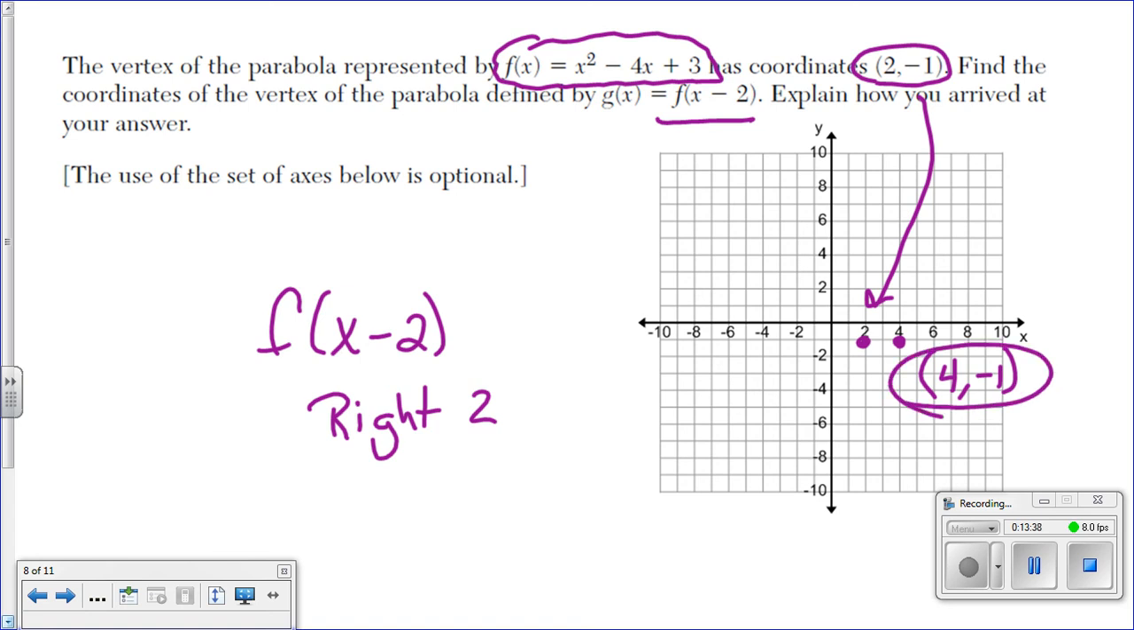And if you think about it, all we did was we took our x value, and I went to the right 2, which means I actually added 2. Okay, let's try another one.